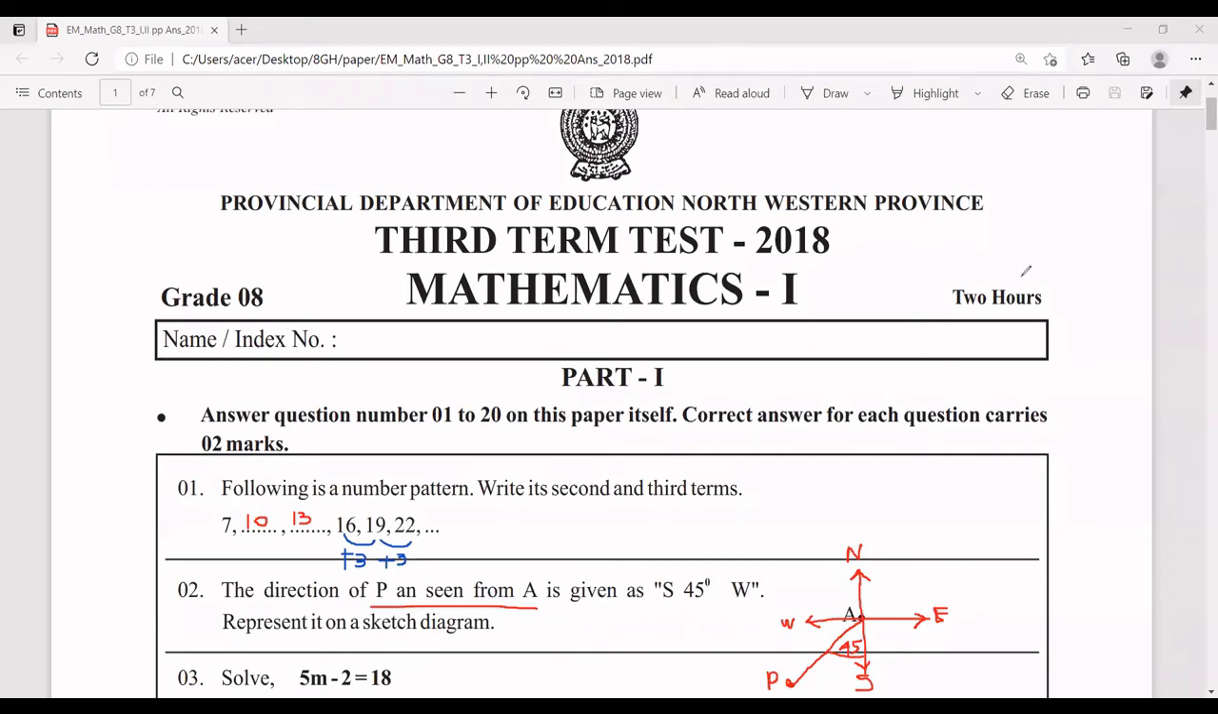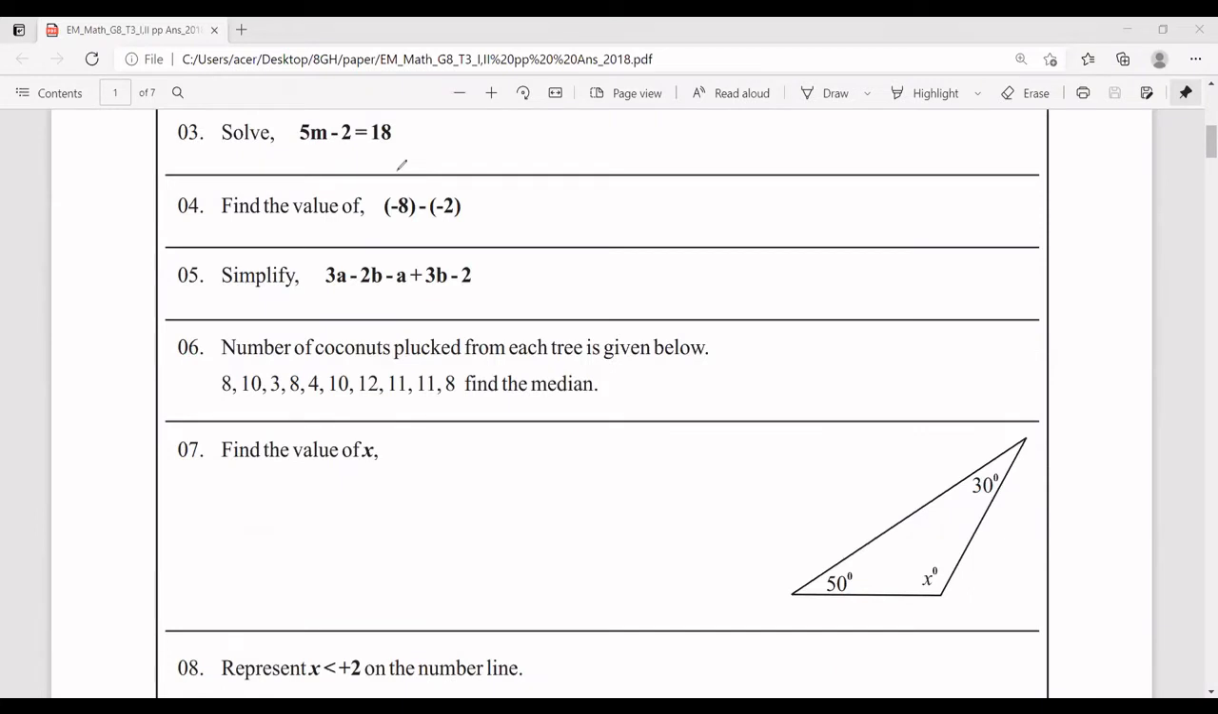Now let's move to the third question. 5m minus 2 equals 18. This is an equation. In this type of equation, which term should we remove first? There are two mathematical operations here. Minus 2 means 2 is subtracted. 5m means 5 multiplied by m. Then there is multiplication and subtraction here. First, you have to remove the subtraction.